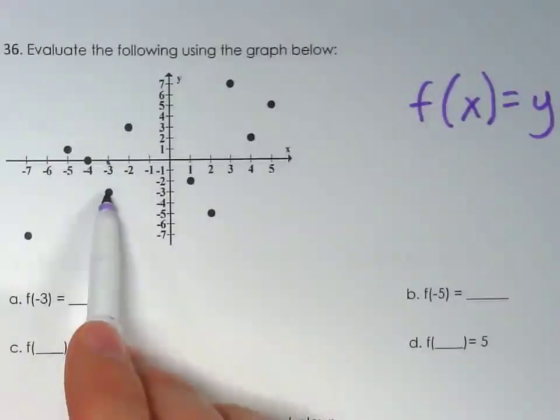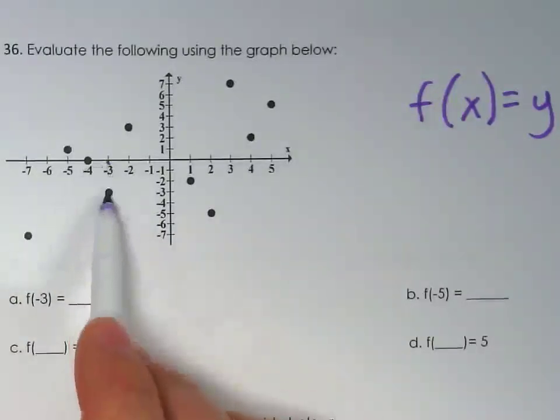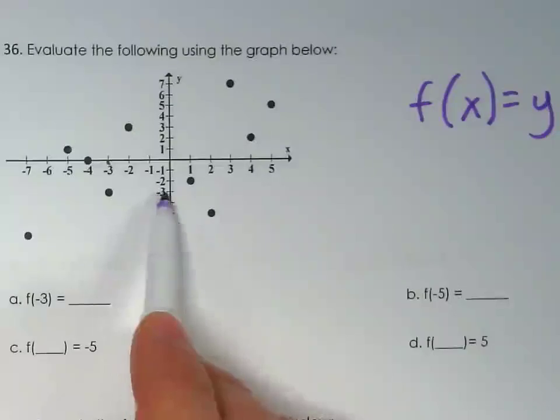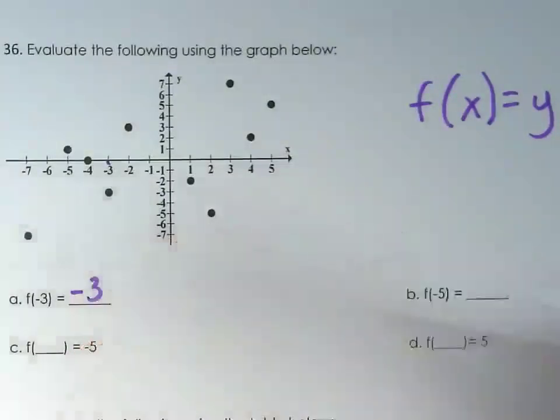What is your y value? Because that's what it's asking for. What is your y when you're at negative 3? Well, you go straight over, and you're actually at negative 3 on the y. So this would be negative 3. Let's stick with that same type of question.